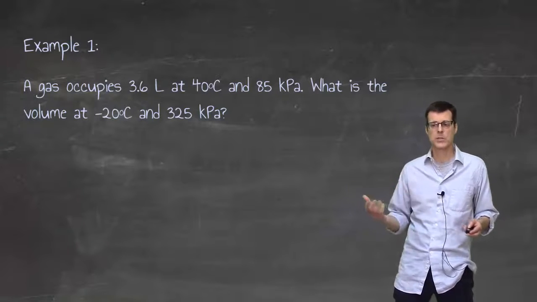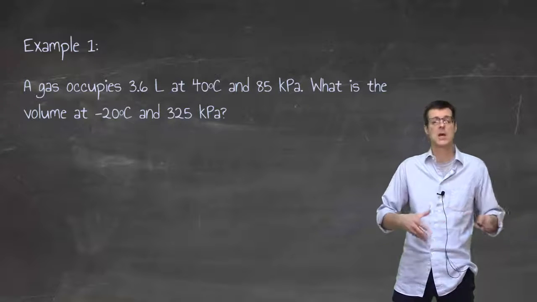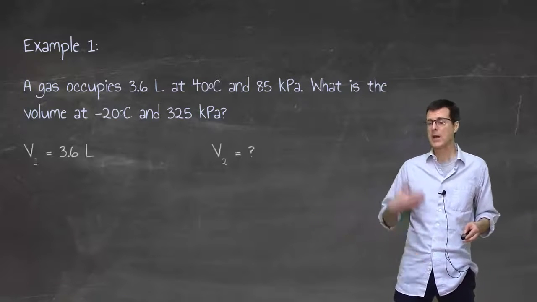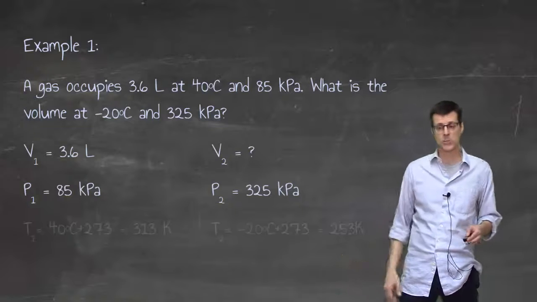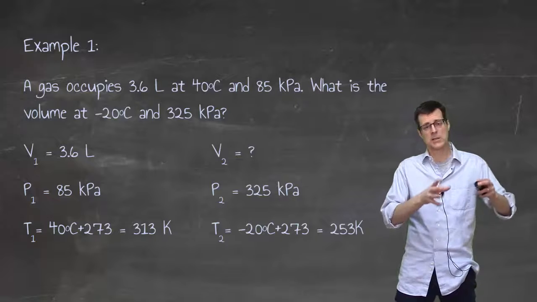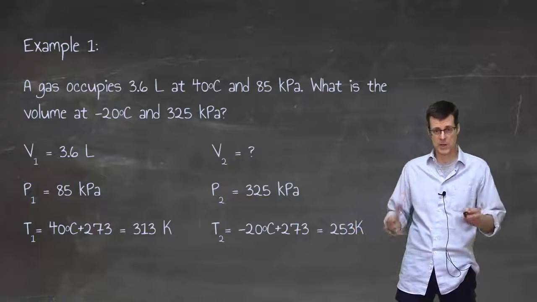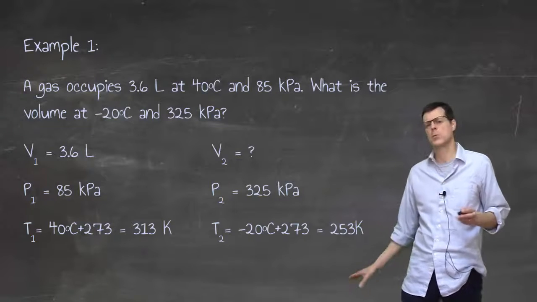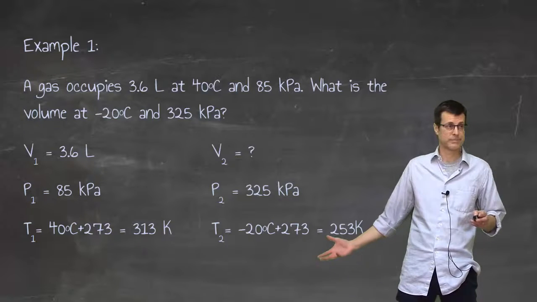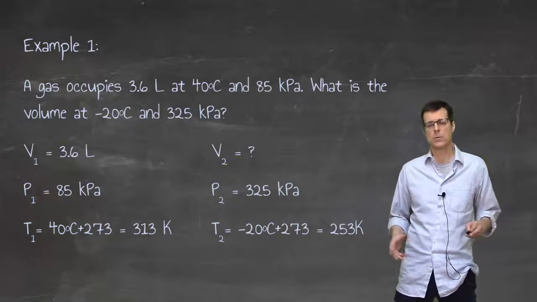So here we've got 3.6 liters, 40 degrees Celsius, 85 kilopascals as our first set of conditions, and then we're asked what's the new volume when we change the temperature and change the pressure. Again, I like to write out the information that I have for two reasons. One, it helps me collect together the first set of conditions with the second set of conditions and make sure I've got those straight. Second, and probably more importantly, it gives me the opportunity to convert the temperature right away, and then I know I won't forget.